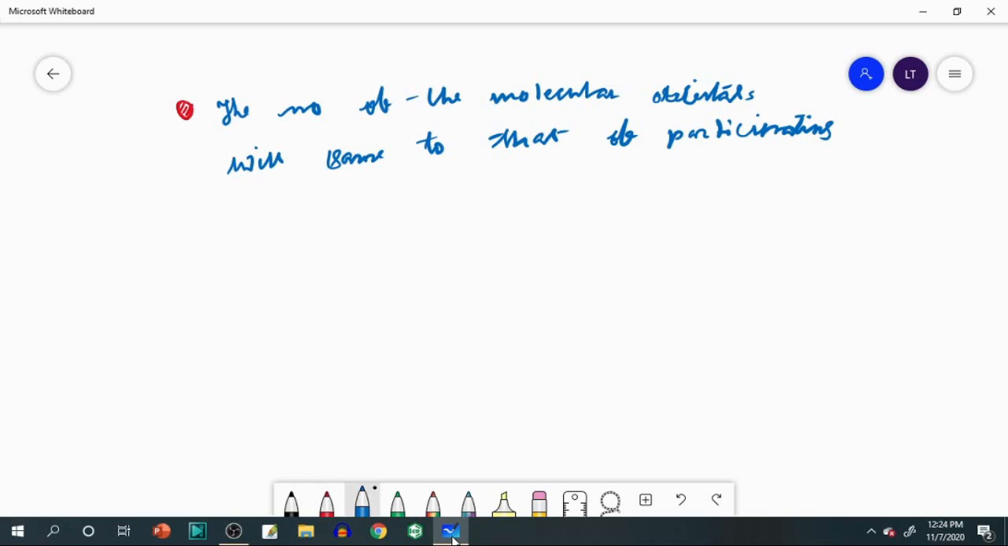Number two, in case of even number of molecular orbitals, you know the number of molecular orbitals will always be the same as that of the participating atomic orbitals. So in case of an even number of molecular orbitals, the atomic orbitals will also be an even number. If the number of molecular orbitals is even, then half of the molecular orbitals will be bonding and the remaining half will be antibonding molecular orbitals.